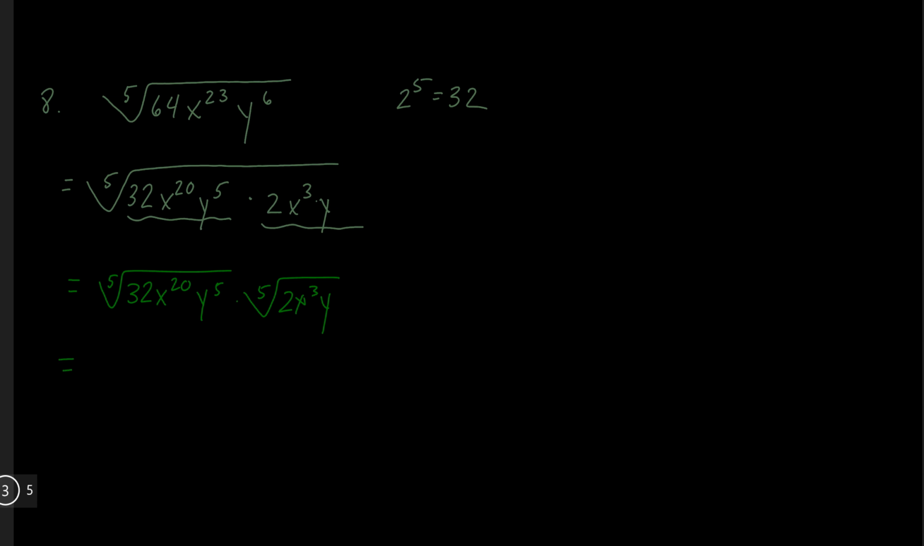So we already know that the fifth root of 32 is 2. The fifth root of x to the 20th is now x to the 4th, and again, that's because 20 divided by 5 is 4, so we know the fifth root right away. The fifth root of y to the 5th is just y, because 5 divided by 5 is 1. And then what's remaining is the fifth root of 2x to the 3rd times y.